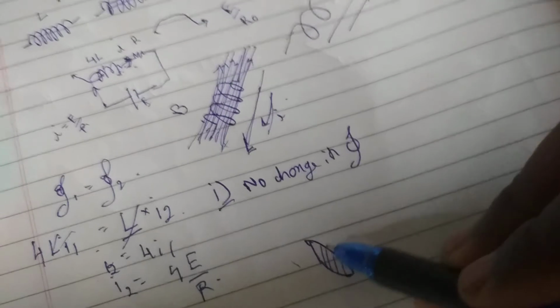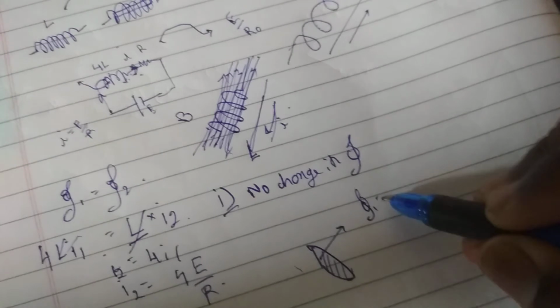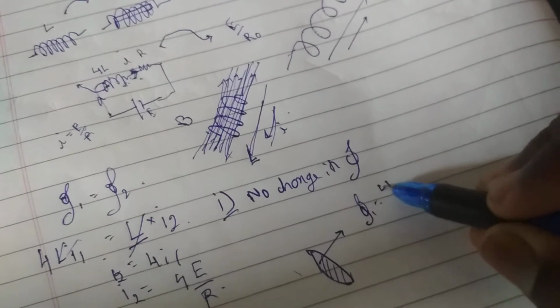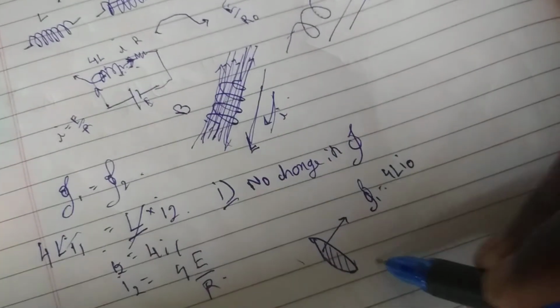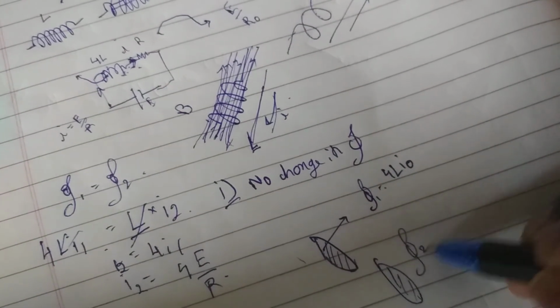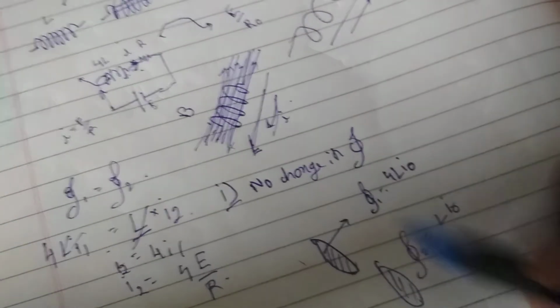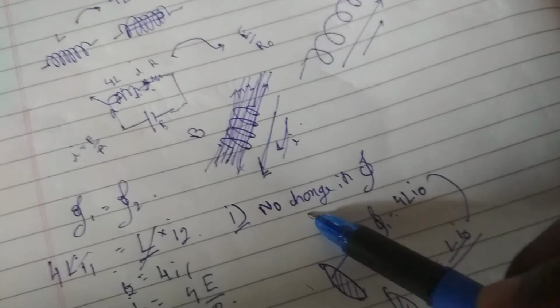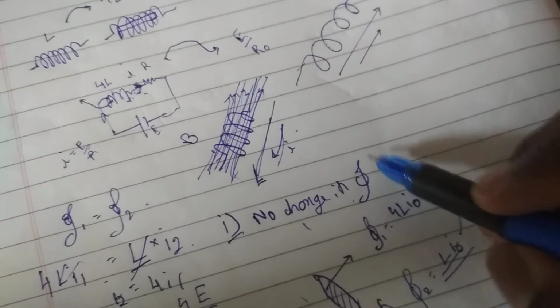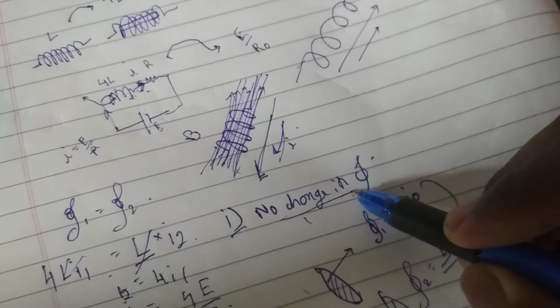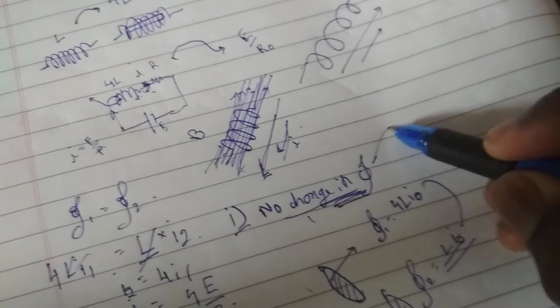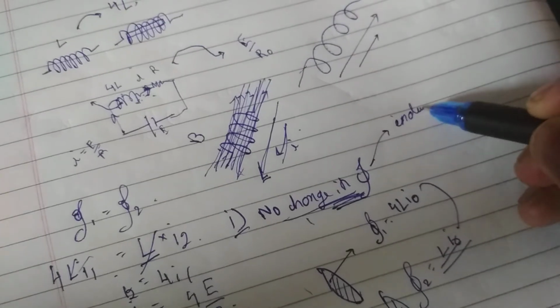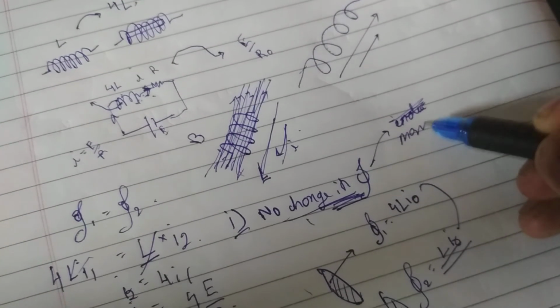Because see, if it did not change, what would happen? So phi 1 would be 4L into I, where I is E by R, or let's write that I naught. And if it did not change, then phi 2 would become L into I naught. And this is so bad because the flux is changing, and its primary motive is no change in flux. And how does it do that? It does it through manipulating the current.